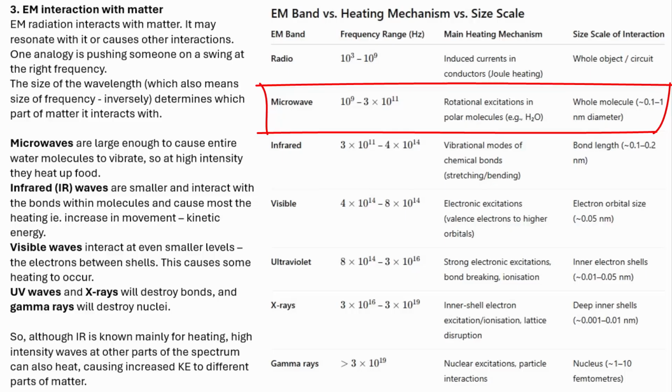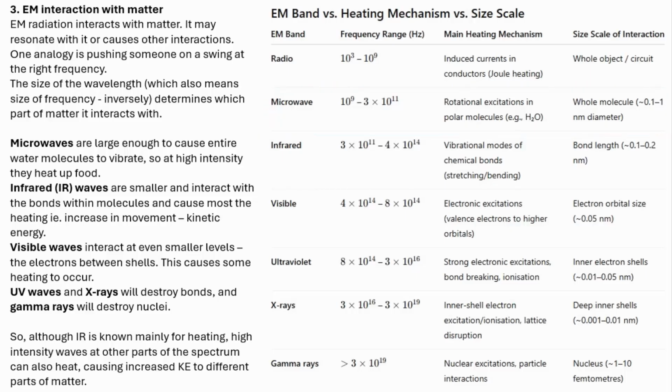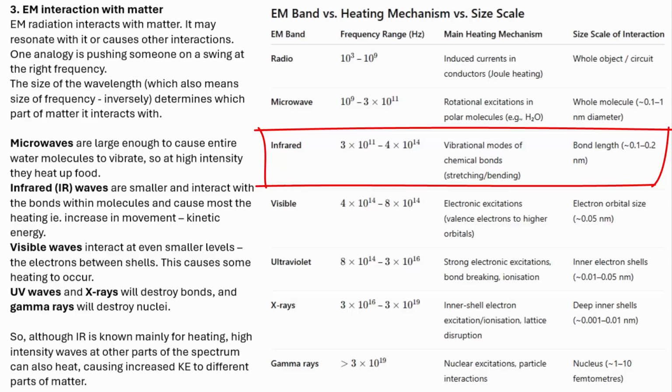And so when you get smaller and smaller, we're dealing with smaller and smaller parts of matter. The infrared waves are small enough to now interact with the smaller bonds between the molecules. All the bonds start stretching and moving in different directions. And that's where all the kinetic energy comes from and the heat created.